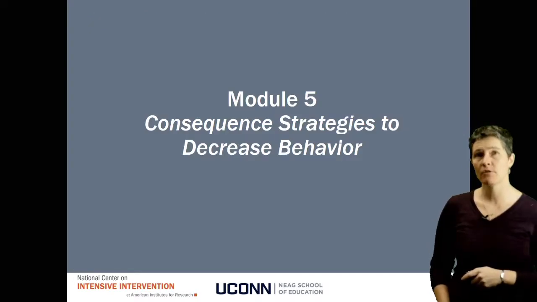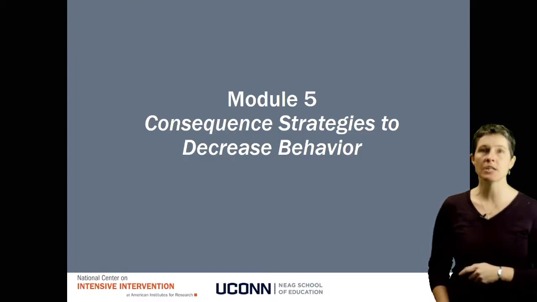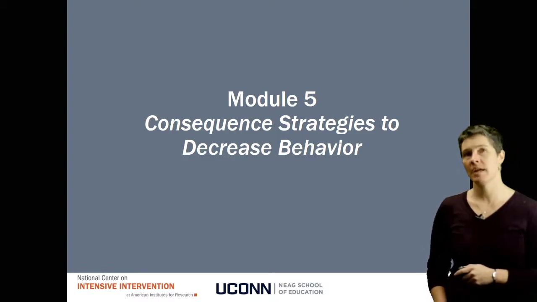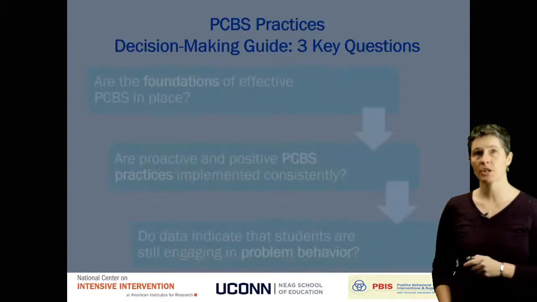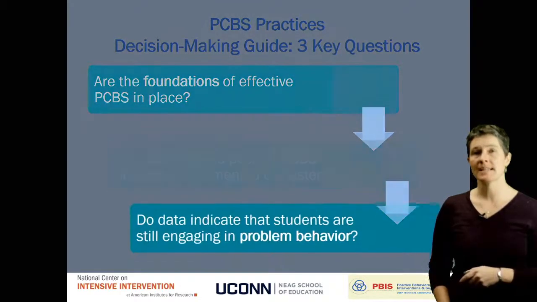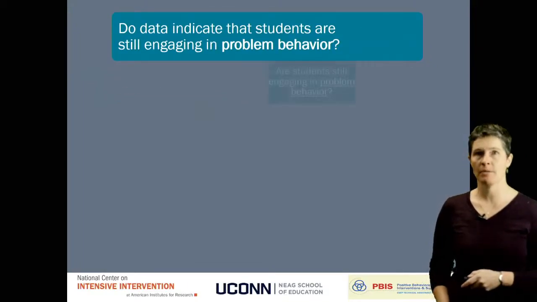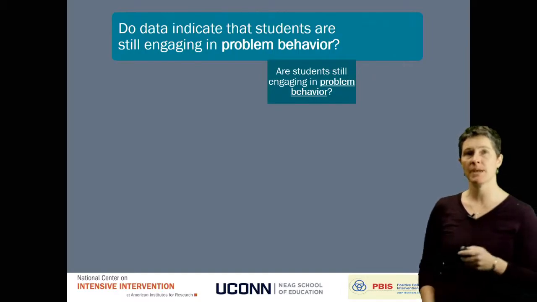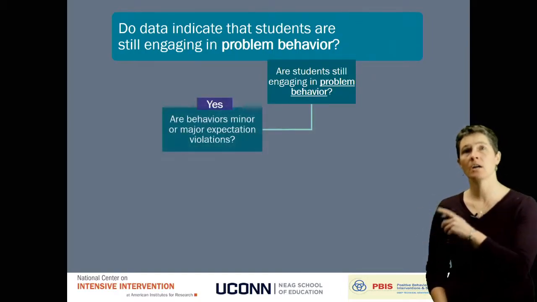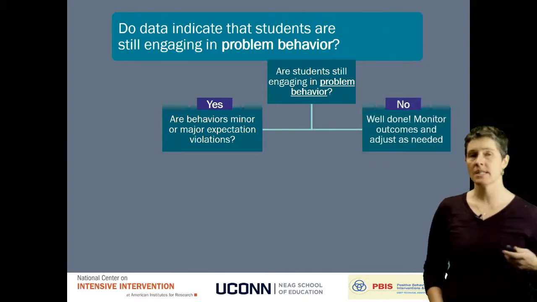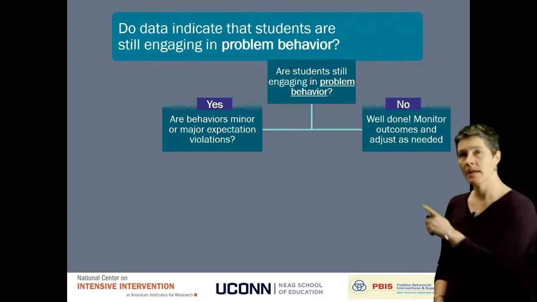In Module 5, we talked about consequence strategies to decrease behavior. These are the punishment strategies that reduce the likelihood that behavior will continue to happen again in the future. We went through this last section where we said, all right, do the data indicate that students are still engaging in problem behavior? We use this flow chart to help us make decisions. If they are, we needed to ask some additional questions. If they're not, we're going to celebrate and continue to monitor to make sure that's working.